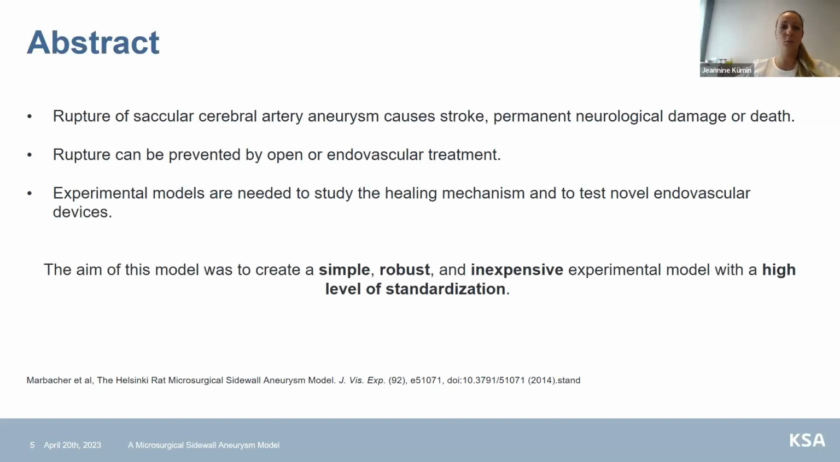So the aim of my group, and of all these experiments I will present to you in a few minutes, is to create a simple, robust, and inexpensive experimental model with a high level of standardization.